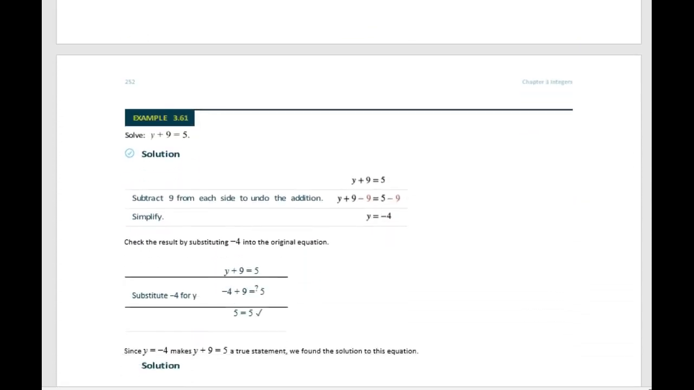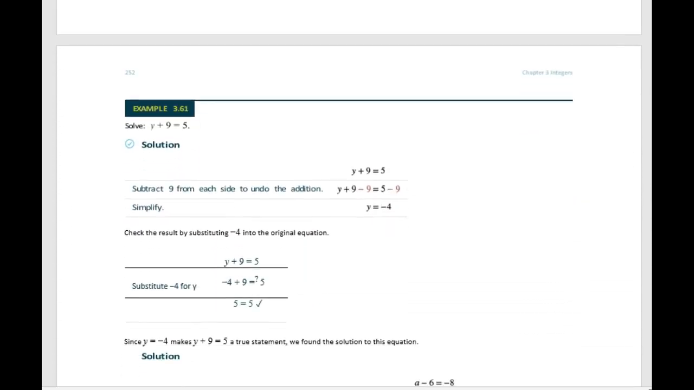Now we're going to actually use it. When I'm solving, my goal is to get the variable all by itself. Here I see I have y plus 9. I'm adding to my variable, so I want to undo that. To undo adding, I subtract. So I have y plus 9 equals 5. To undo this, I need to subtract 9.